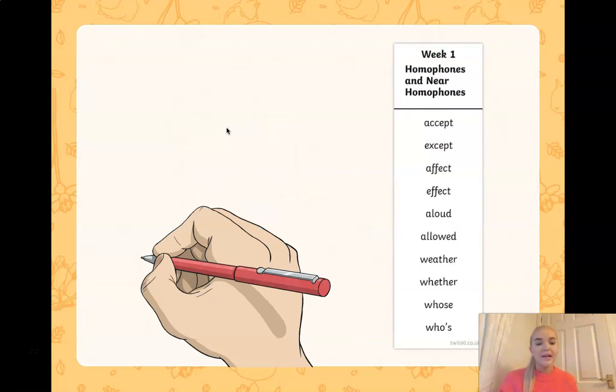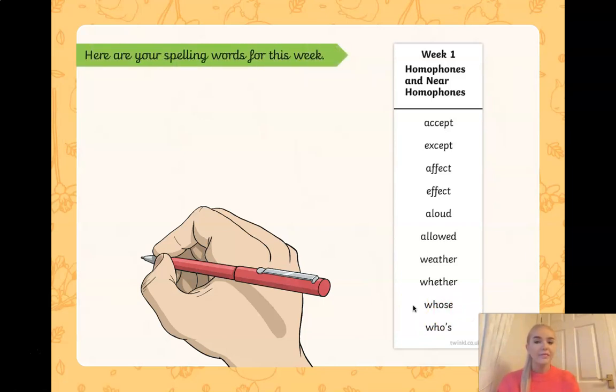So, your spellings this week are the following 10. So, accept, except, affect, effect, allowed, aloud, weather, whether, and who's and whose, okay? These who's and whose are a bit different, but we have looked at them before. So this who's is a contraction for who is, and this whose describes something that belongs to that person, okay?